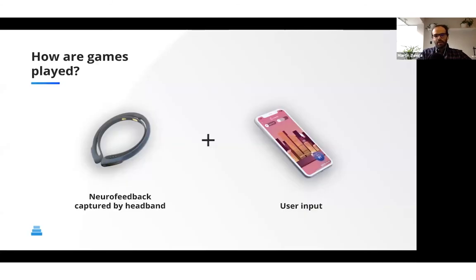So how are these games played? They take input from two very different factors. One of them is the neurofeedback captured by the headband, which we are using to modify certain aspects of the game. That plays a key factor in the games. And the other is user input, like you would have on any mobile game. It could be the user tapping or scrolling or swiping in different areas, just like any other mobile game.